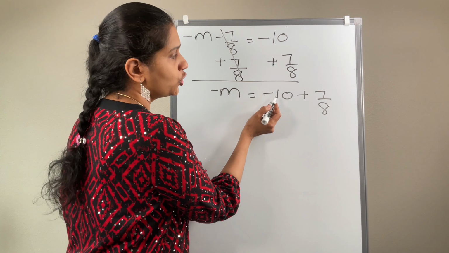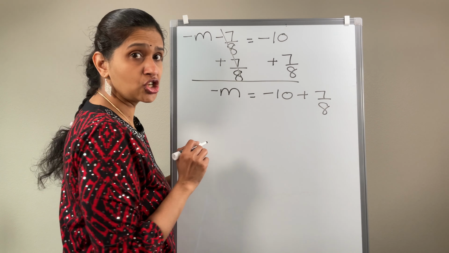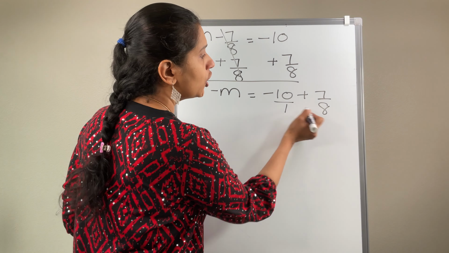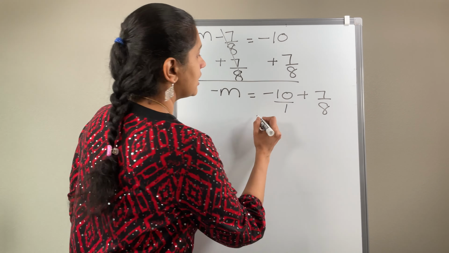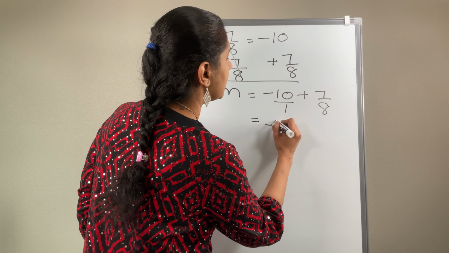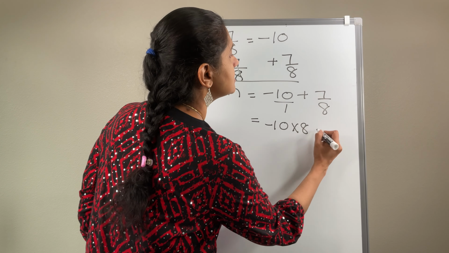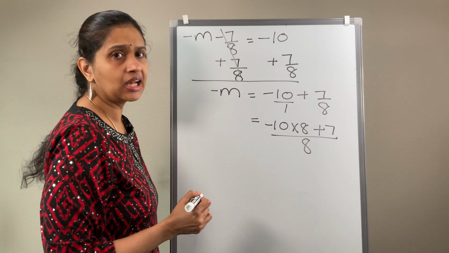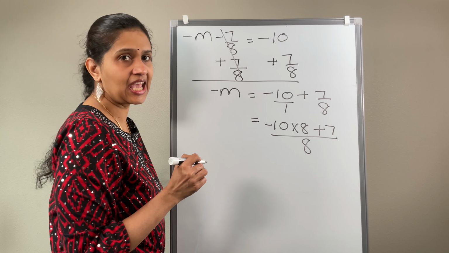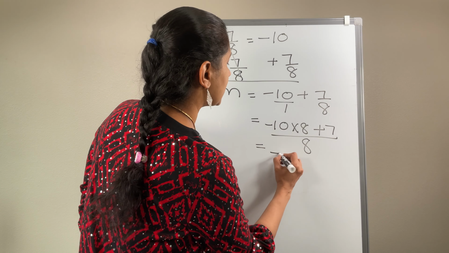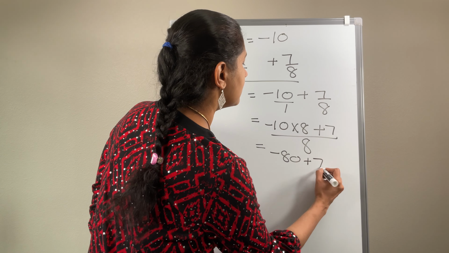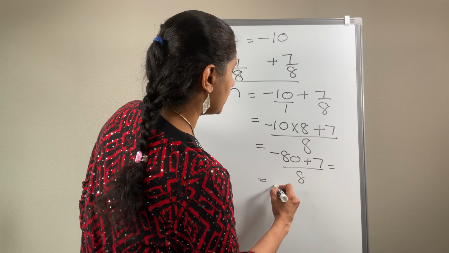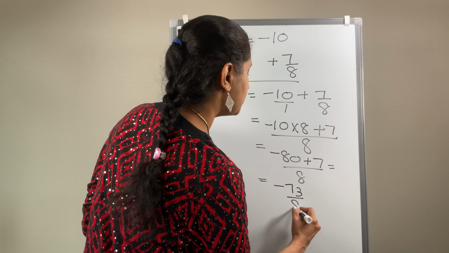Now what you have to do? You have to have a like denominator on both the sides. Minus 10 means minus 10 by 1. So in order to make the denominators alike, simply multiply 10 times 8 plus 7, divided by the common denominator 8, that is the LCM of 1 and 8. So that is equal to minus 80 plus 7 by 8, which is equal to minus 73 divided by 8.